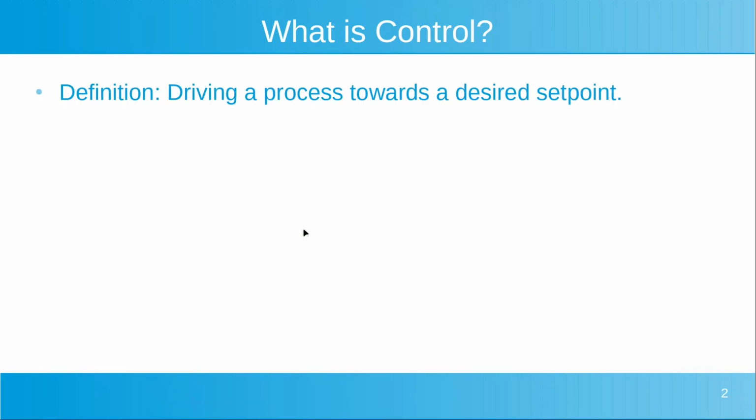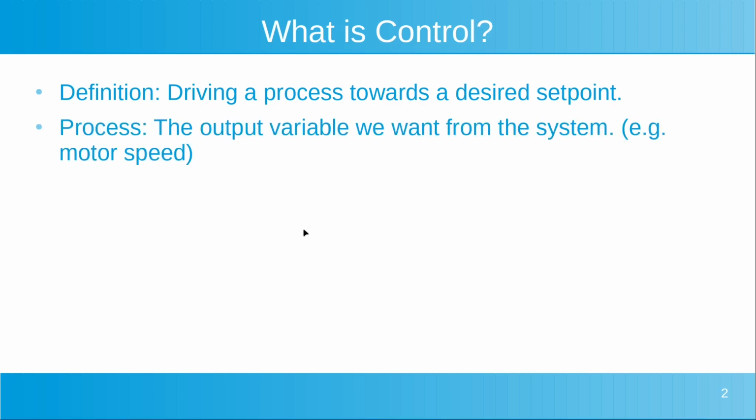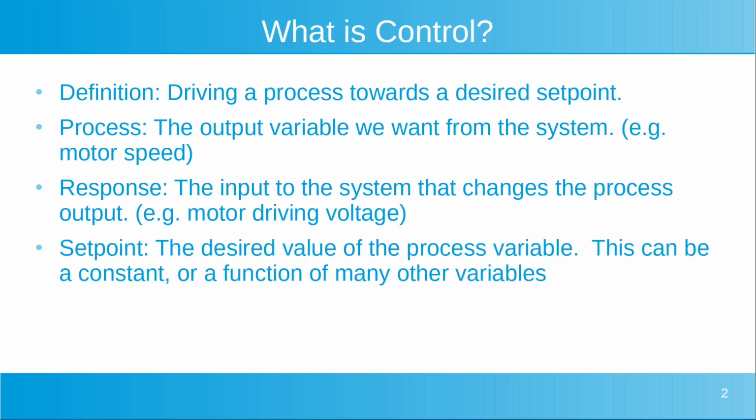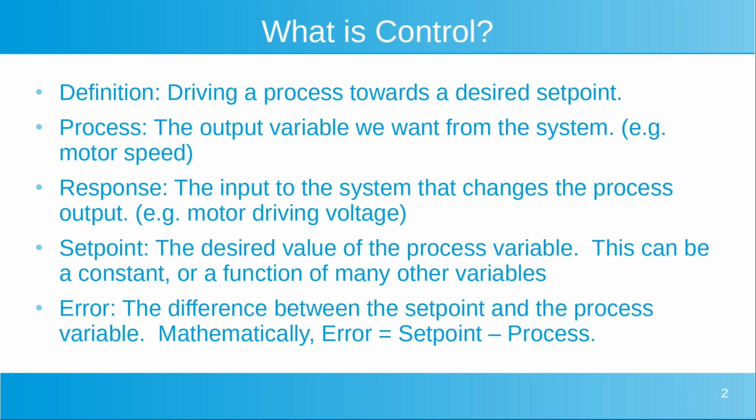Control is defined as driving a process towards a desired set point. The process is the output variable we want from the system, in this case, the motor speed, while the response is the input to the system that changes the process output, in this case, the motor driving voltage. The set point is the desired value of the process variable. This can be a constant or a function of many other variables. The error is the difference between the set point and the process variable. Mathematically, the error is equal to the set point minus the process.